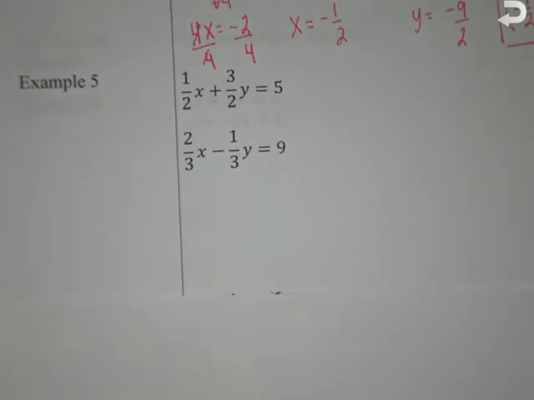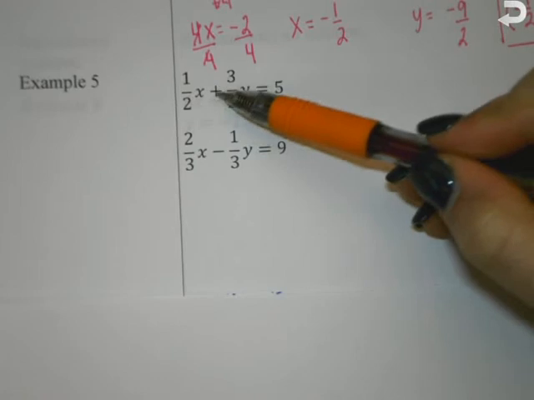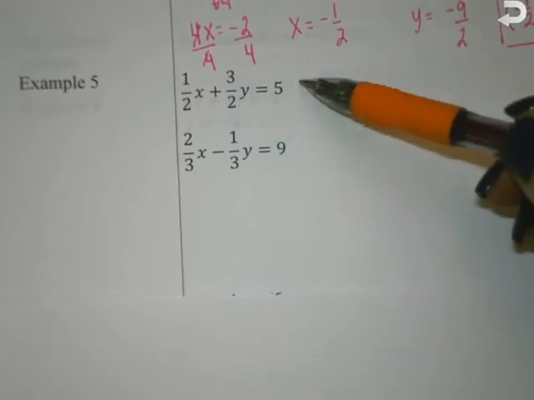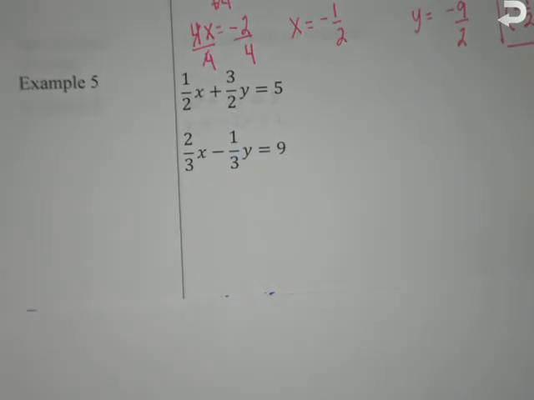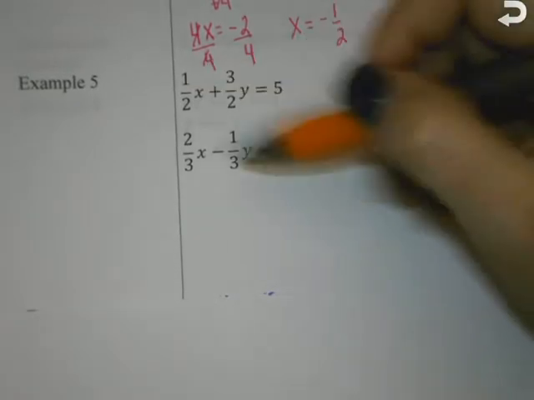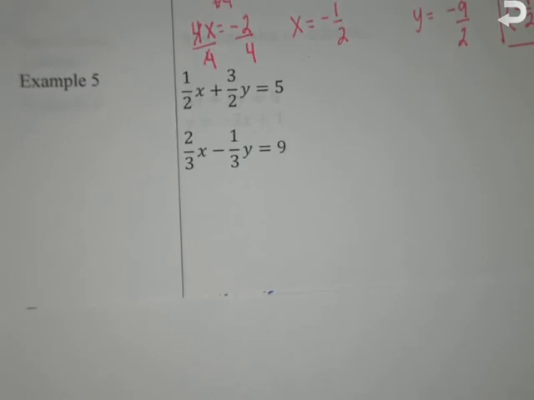All right, so example 5. This time we have fractions already in the system of equations. So we have 1/2 x plus 3 over 2y equals 5, and 2/3 x minus 1/3 y equals 9. I really don't like that there are fractions in this problem. So let's make it a little bit easier on ourselves. If you have fractions in your problem, we can cancel out the denominators, and then we'll only have whole numbers.